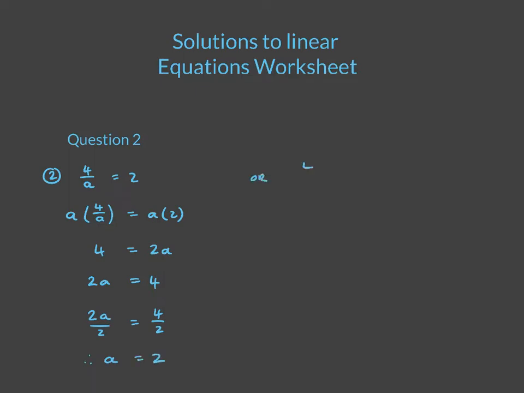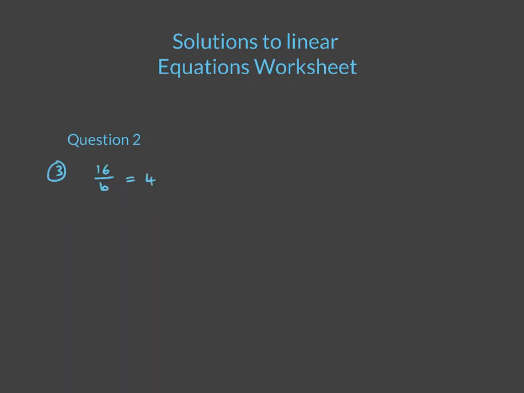Could have got the denominators the same as well. So 4 over a is equal to 2 over 1. So if the denominator is a, multiply a on top and bottom. So 4 over a is equal to 2a over a. Therefore 4 is equal to 2a. That means 2a is equal to 4. Divide both sides by 2. Therefore a is equal to 2.